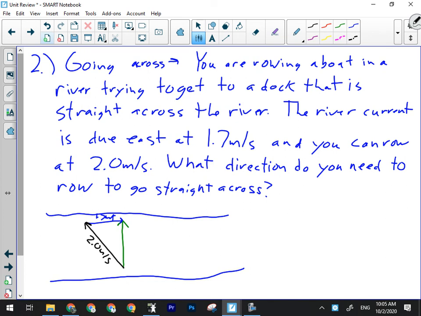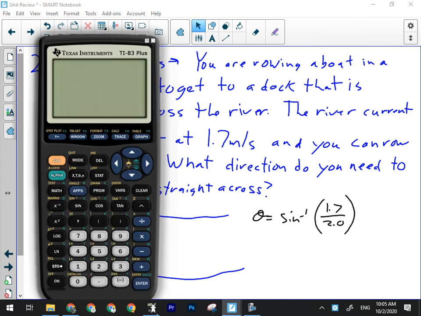Okay? So now that I've got that triangle drawn, can I find this angle? And that's what the question is asking for. I know the opposite side, I know the hypotenuse. Okay? So I would simply say that theta equals sine to the minus 1 of the opposite side, 1.7, over the hypotenuse, 2.0. Right, and that would give me my heading.